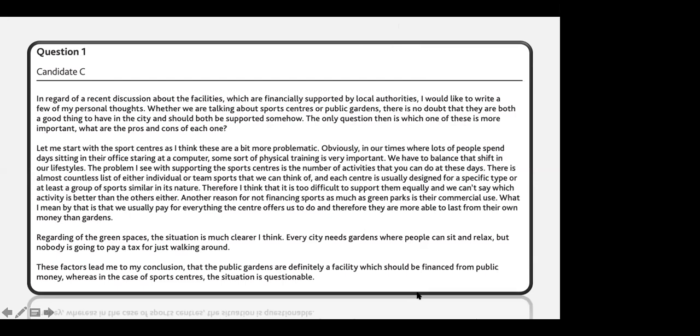Yes. In regard of a recent discussion about the facilities, which are financially supported by local authorities, I would like to write a few of my personal thoughts. Whether we are talking about sports centers or public gardens, there is no doubt that they are both a good thing to have in the city and should both be supported somehow. The only question then is which of these is more important? What are the pros and cons of each one?